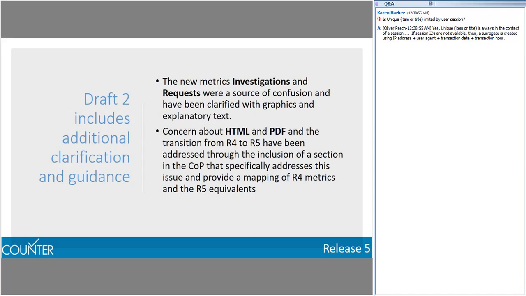Again, there was concern about the old HTML and PDF and the transition from release 4 to release 5. And we've addressed this through an inclusion of a section in the Code of Practice that addresses this issue, and it provides a mapping from the release 4 metrics to the release 5 metrics. So I think that will really help there in the transition from the old to the new set of metric types.